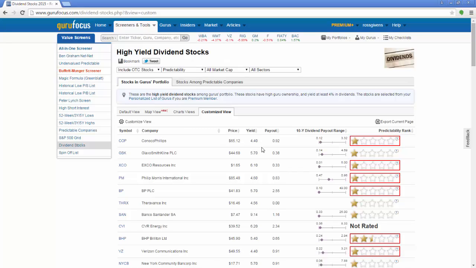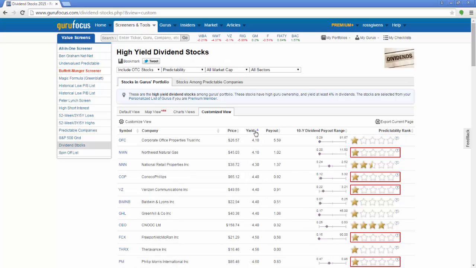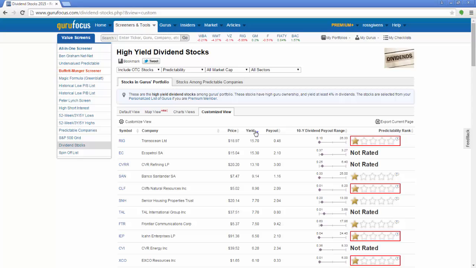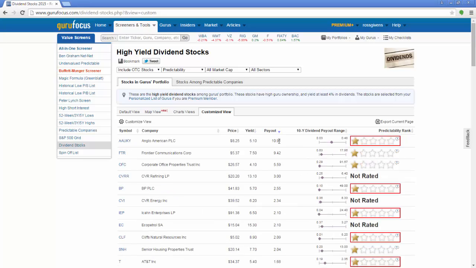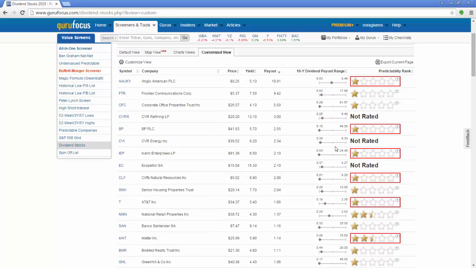And now we can even filter these by yield. So now we're looking at the stocks our gurus own that have above a 4% yield. We can filter this by payout ratio to be sure they're not extending themselves to a level that cannot be continued. We see the 10-year dividend payout range. So generally, what I like to see over here is it be as far as possible to the left side of this range.